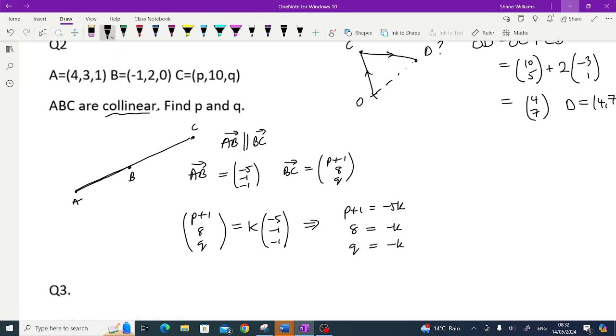And you might have to solve simultaneously or something like that, but in this situation, as often will be the case, there is actually just a way of doing it such as this. So k is minus 8, which means that q is 8, and this makes p plus 1 equal to 40, so p must be 39. And there we have our answers.